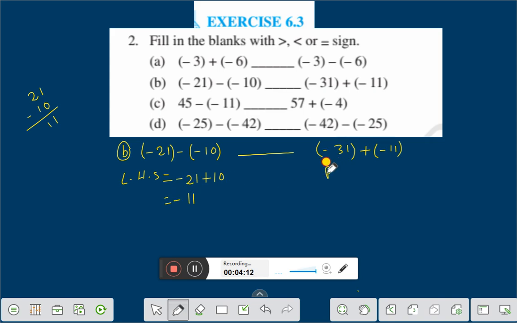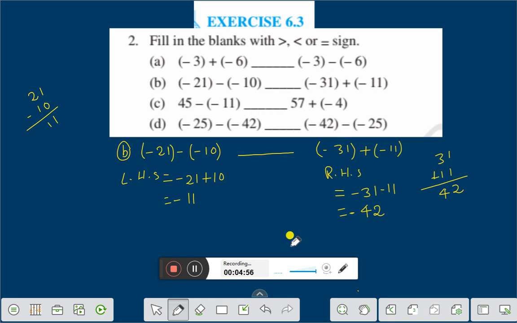Now RHS, right hand side, what we are getting, you see right hand side, that is minus 31 plus into minus is minus 11. Now you see here both the signs are same, negative, minus 31 minus 11, that means we have to add the numbers, that is you add 31 with 11, that is 1 plus 1, that is 2, and 3 plus 1 is 4, therefore we are getting 42, and both are minus, therefore it will be minus.